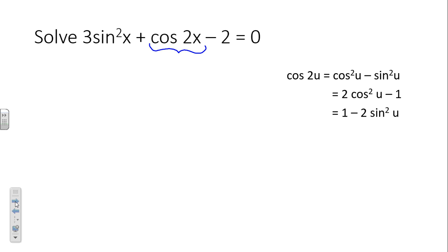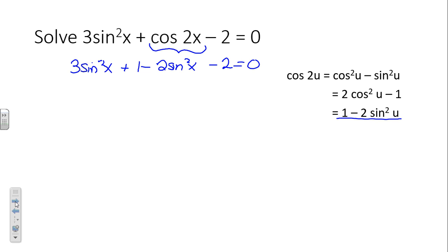So when we see a 3 sine squared of x, this is the logical one to use because we're not going to be introducing more cosines or sines. So the 3 sine squared x stays where it's at. But in place of the cosine 2x, the cosine double angle that we're going to use is going to be 1 minus 2 sine squared x, minus 2 equals 0. It helps you to put that in parentheses, which you substituted in, so you can see where things went. By all means, you can do that, but they're not necessary.